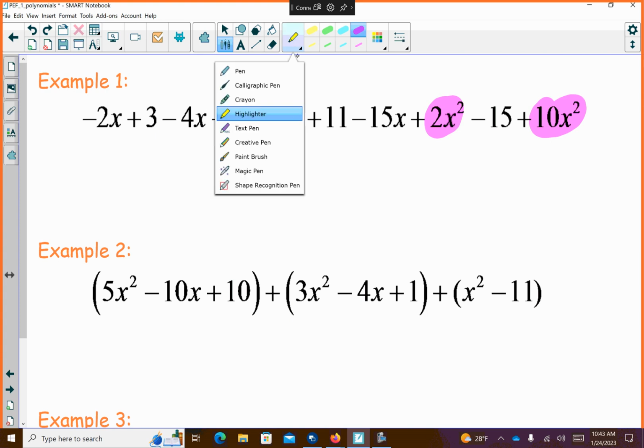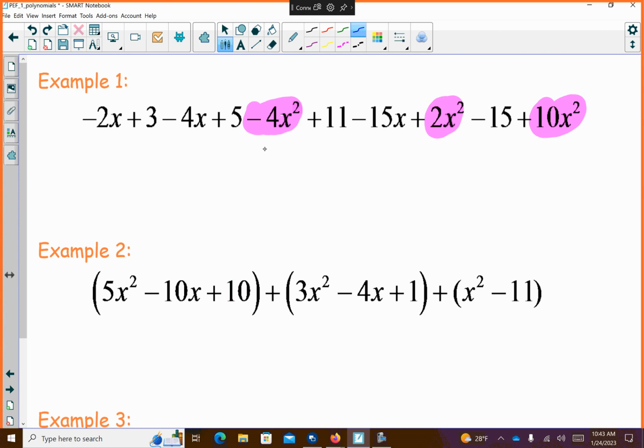Okay, so let's add these up. Negative 4 plus 2, hang on. Let's go. 2 plus 10, that's 12. 12x squared, right? 12 minus 4 is 8. So I get 8x squared.